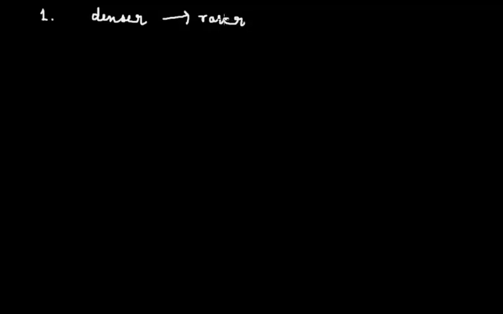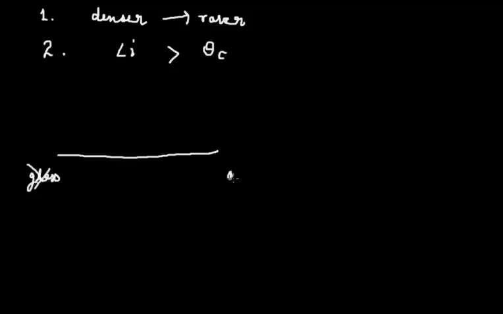And the second condition is that the angle of incidence, which is angle I, should be greater than the critical angle theta c. Now what is critical angle? To understand the concept of critical angle, we will take two mediums, glass and air, let's take air here, air and glass here.